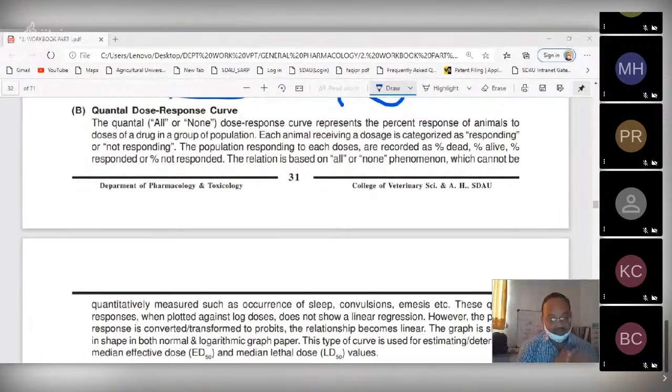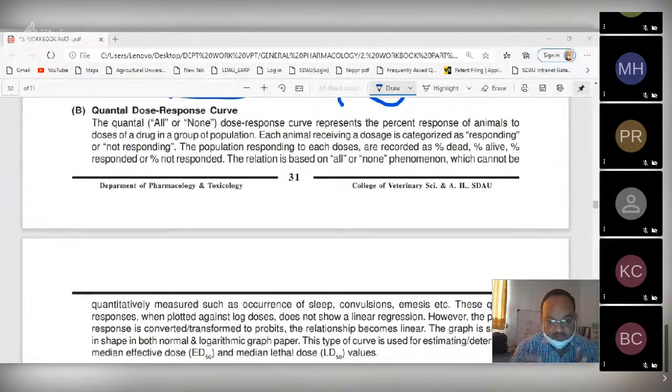That kind of effect of the drug studied among populations is known as the quantal dose response curve, also known as the all or none response. That means either all will respond or none will respond. And why is it known as jumping? Because there are only two positions: either the animal will respond or it will not respond. There is no in between. That's why it is known as the quantal dose response curve.